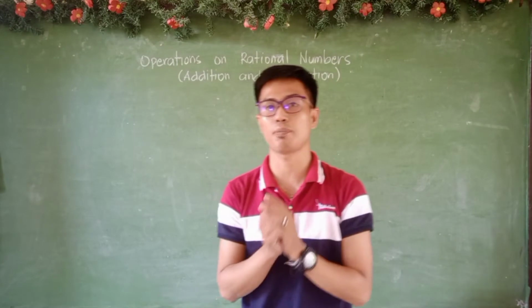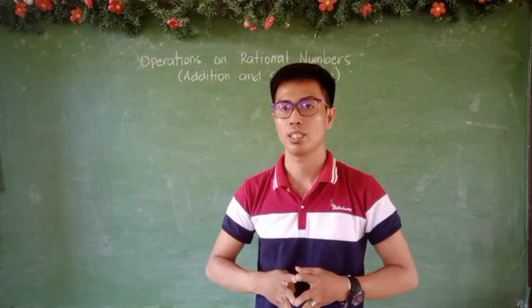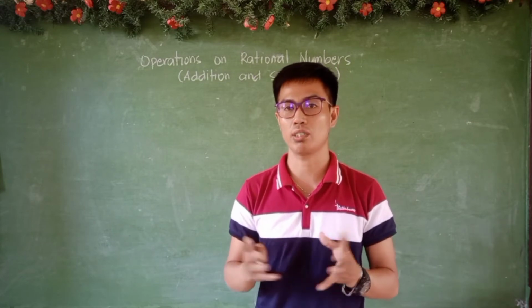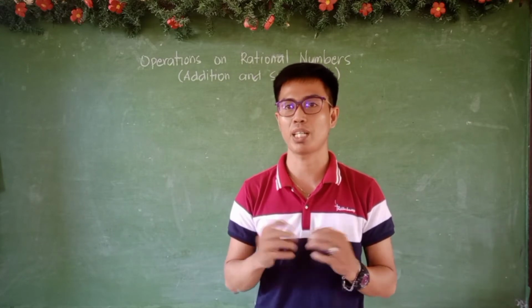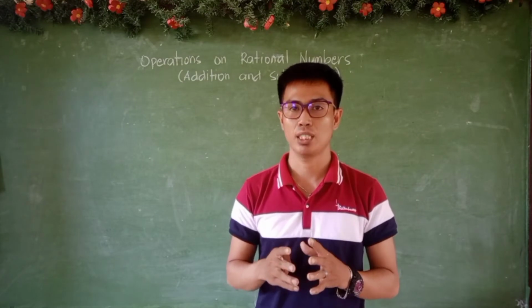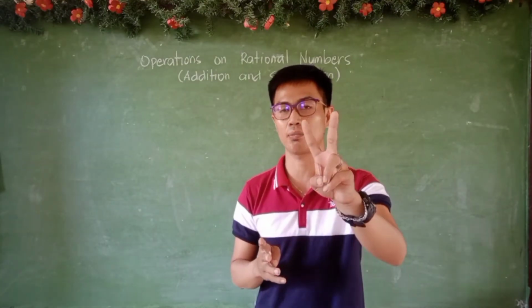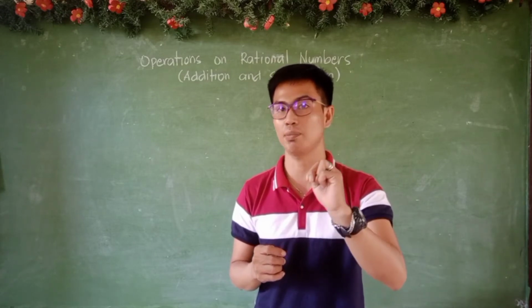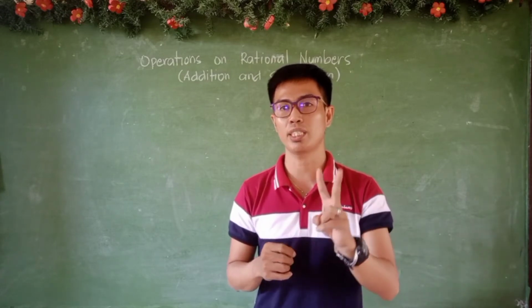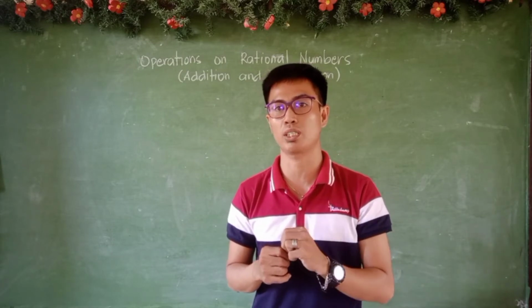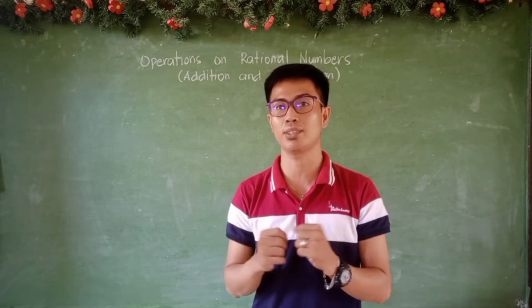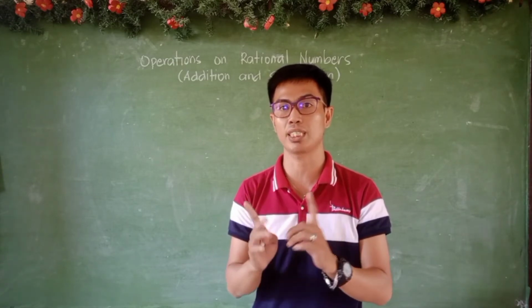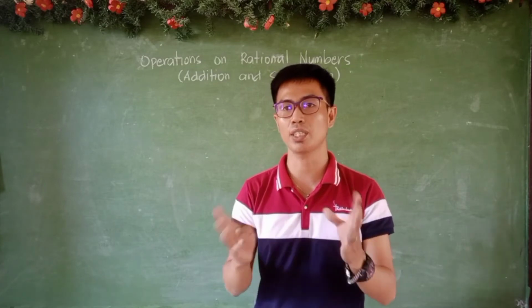Okay, so another thing na dapat kailangan nyo alam when we are performing operations on rational numbers is the rules on fraction. So sa fraction naman, there are two rules kapag nag-a-add and nag-subtract ng fraction: if the fractions are similar and if the fractions are dissimilar. When we say similar fractions, these are fractions with common denominator or parehas lang yung denominators. And then dissimilar fractions, of course, is the opposite. Magkaiba sila ng denominator.